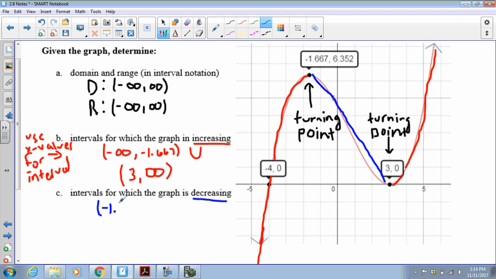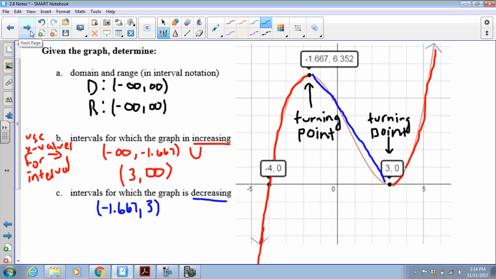So we start at 1.667. And then we stop decreasing at our turning point, which is at 3. So really there is only one interval in which the graph is decreasing. And so this would be your answer here.